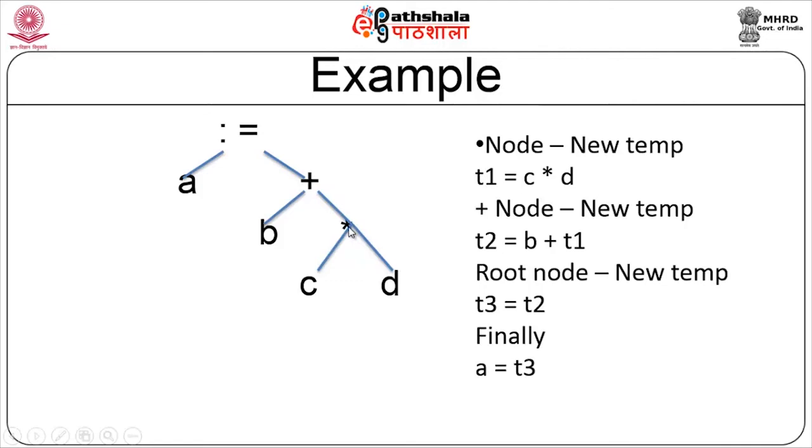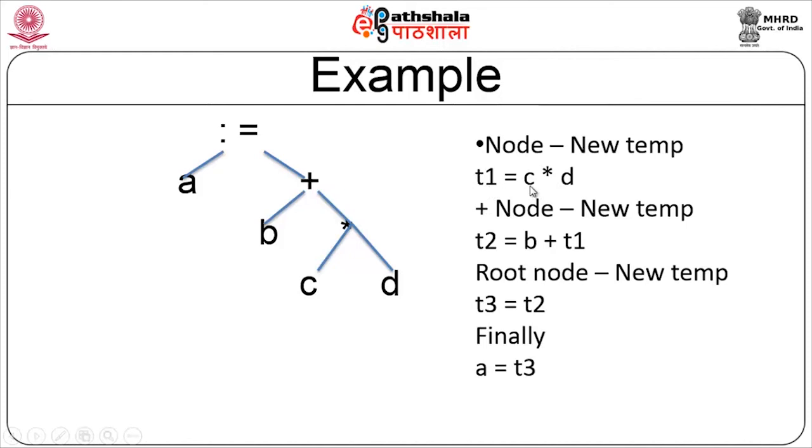I have to go from bottom to top, right? So if I have to generate code for this, I should generate code for this. If I have to generate code for this, I need to generate code for this star node. So consider the star node that will have a new temp. That is your first semantic rule. Okay. So the semantic rule says generate new temp. So I am generating it as T1.